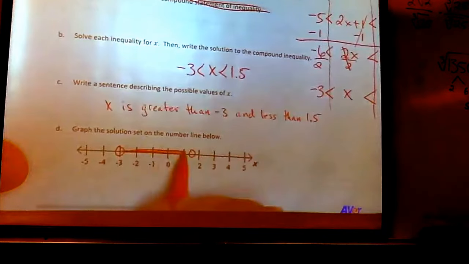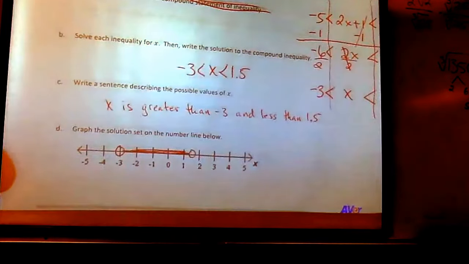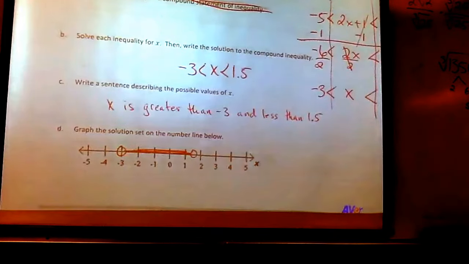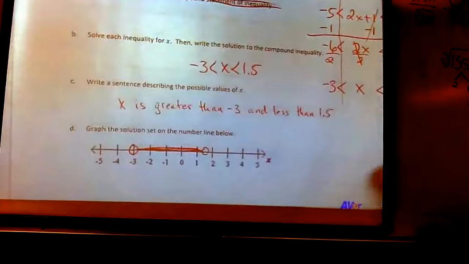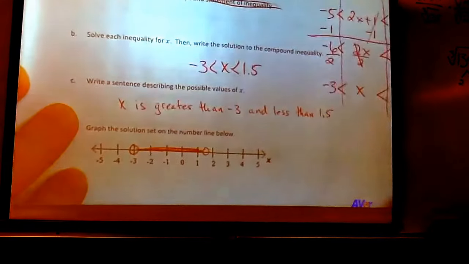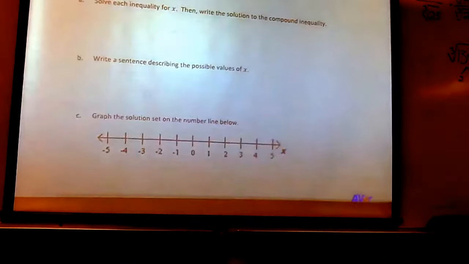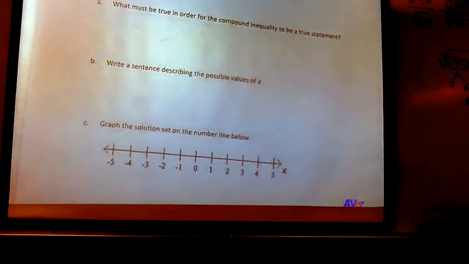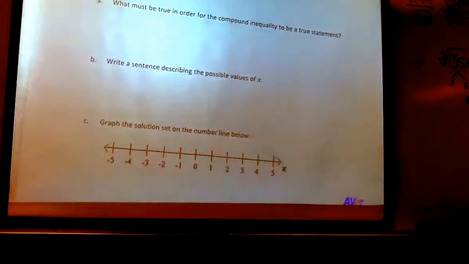Wait, they're open. So now we can say 4 and 5. Now exercise 4. It gets a little different. Given x is less than negative 3 or x is greater than negative 1.